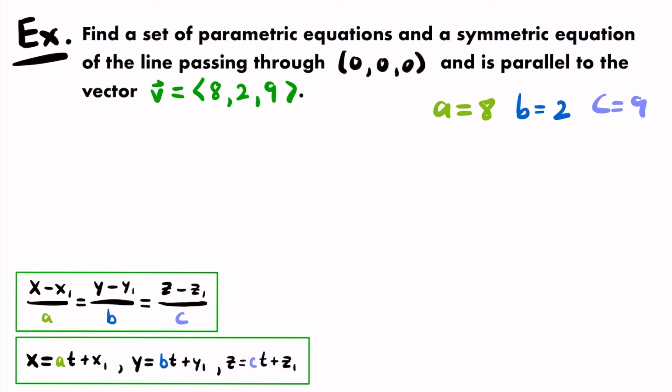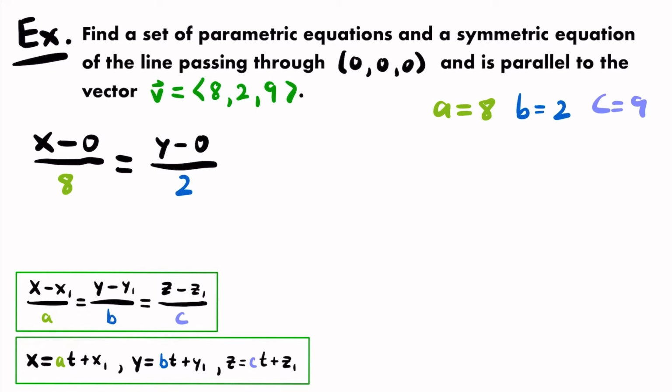Okay, so that's how everything works together, but now we're at the point where we can actually begin to set up these equations. And so let's start with the symmetric equation. Let's set this one up. We're going to have x minus x1, which is 0. So we have x minus 0 divided by a, which we know is 8. So we have x minus 0 divided by 8, and then this will be equal to y minus y1, which is also 0. So we have y minus 0, and we're dividing by b, which is 2.